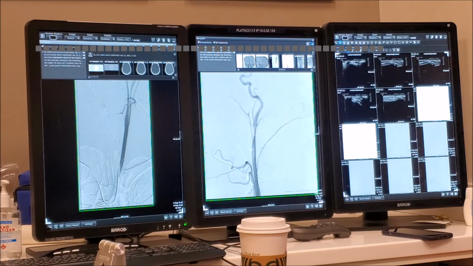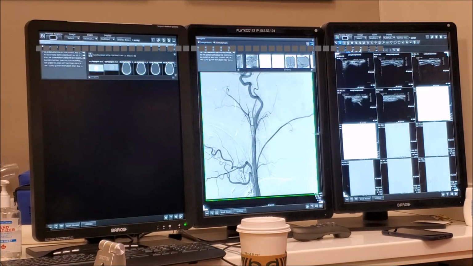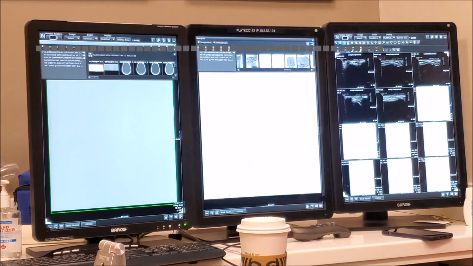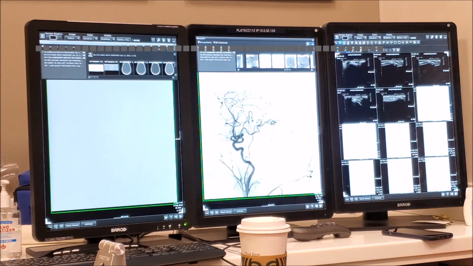Yeah, here's got a variation too. But you didn't find any AVM, anything like that. No, I think this is all collateral. We had a similar case, we thought it was an AVM of the spine. Okay, what is this artery?